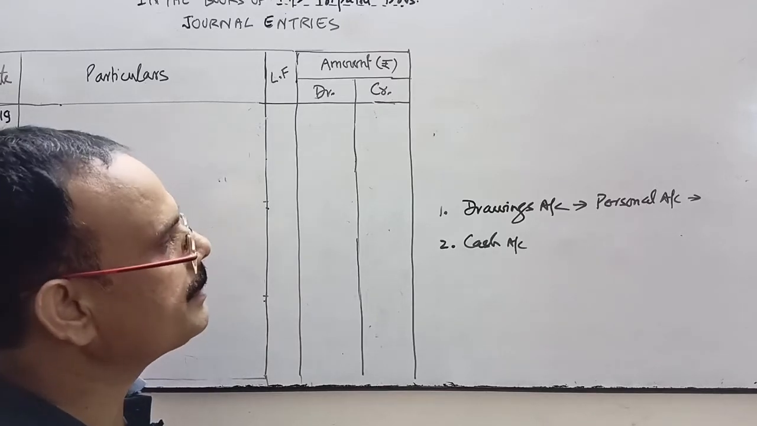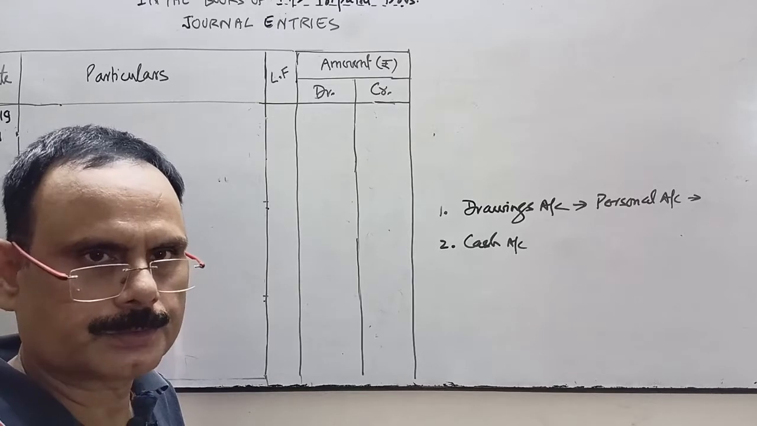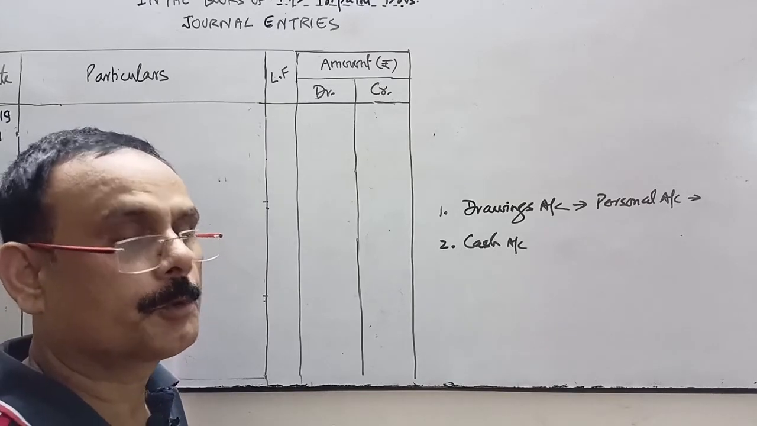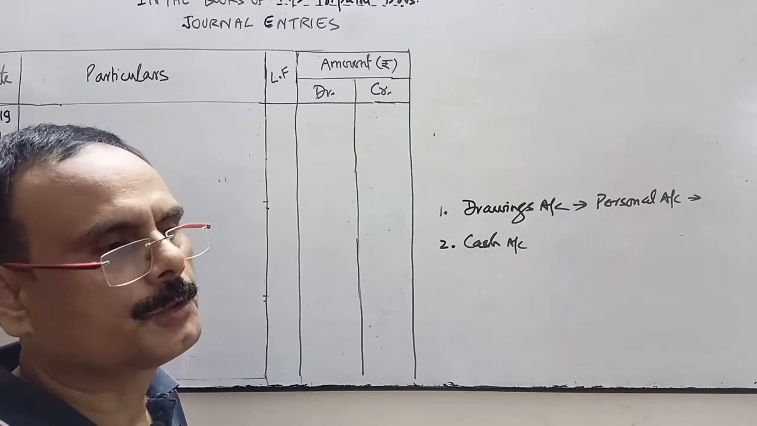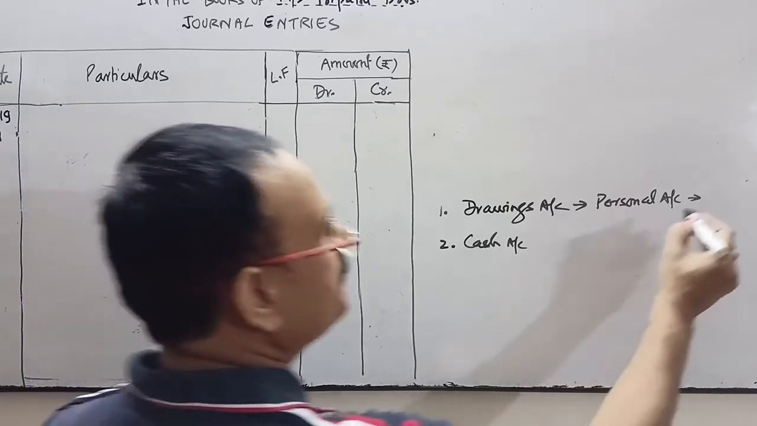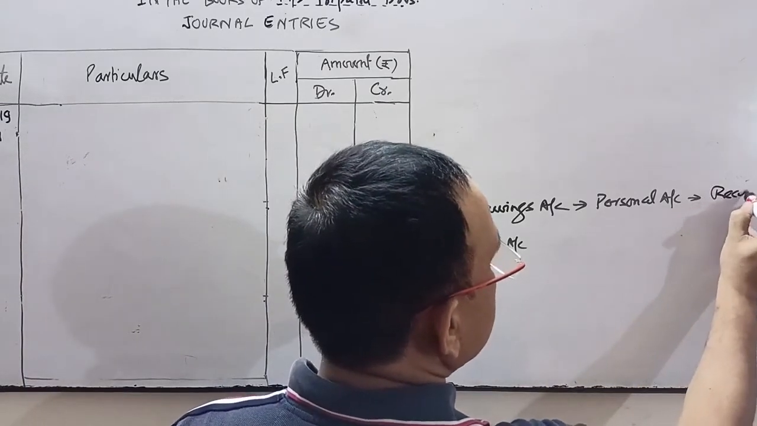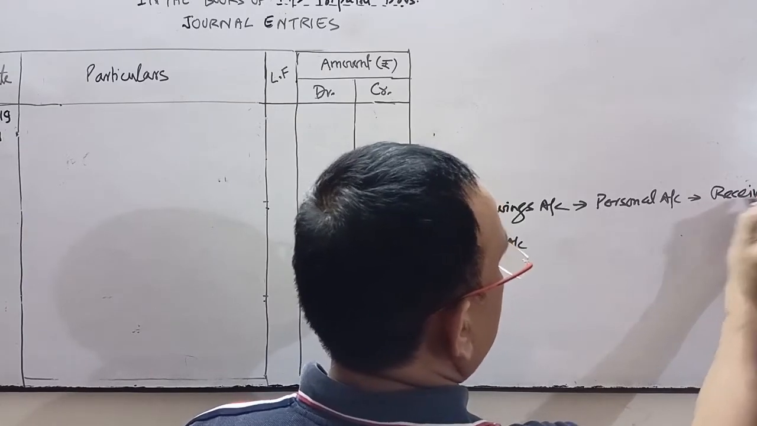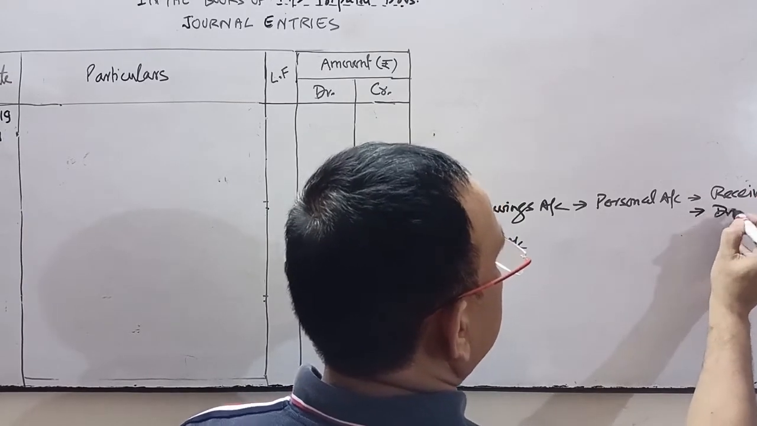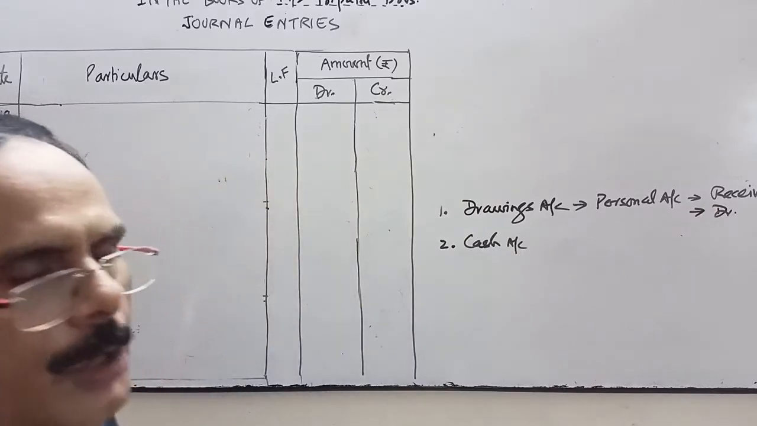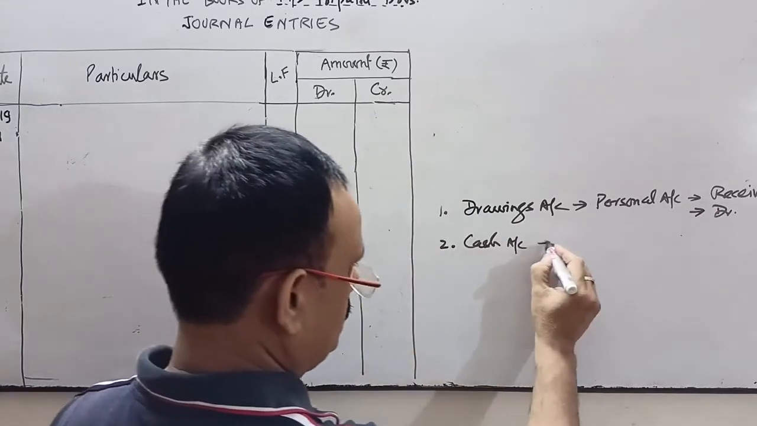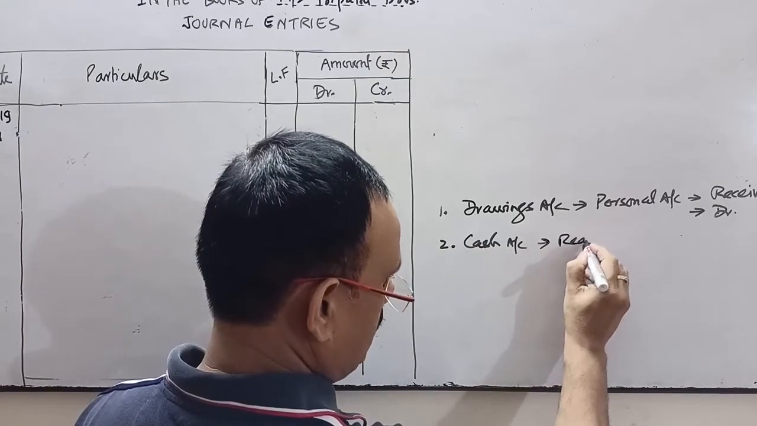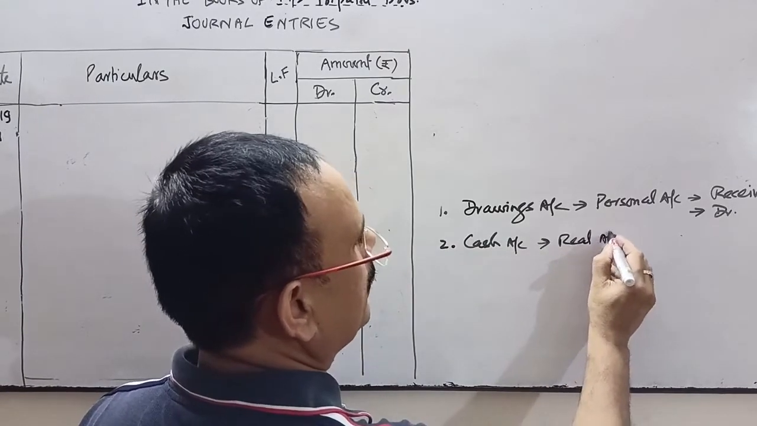So here the drawings, who has withdrawn the amount? Proprietor has withdrawn. So when the proprietor has withdrawn, he is the receiver. Proprietor is the receiver of cash. Proprietor is getting cash. So when he is the receiver, his account will be debited. Okay? And cash account is the real account. It's an asset, real account.